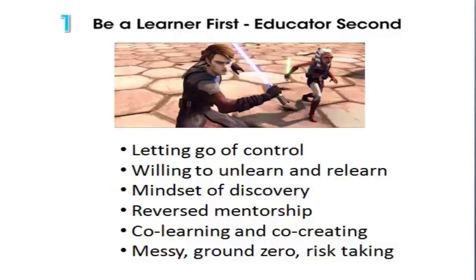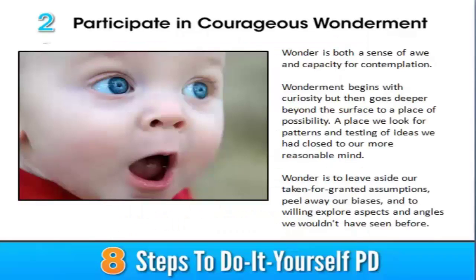And so this posture of being a learner first and an educator second really requires letting go of control, being able to learn from our students through reverse mentorship, understanding that it's going to be a little bit messy as we're co-learning with our students. It also means that you're going to think about how to unlearn and relearn things as the very nature of learning is changing.